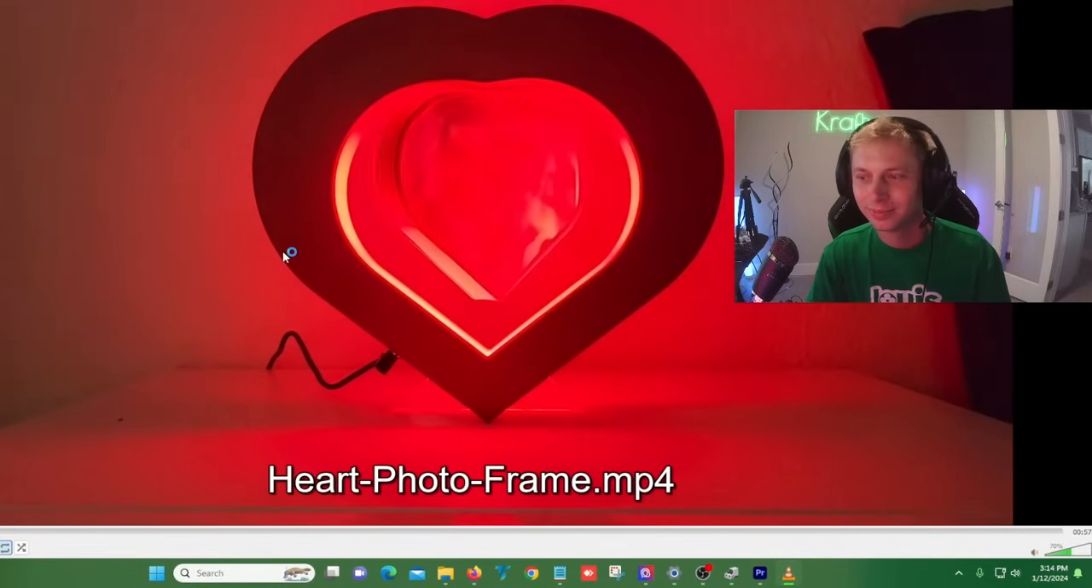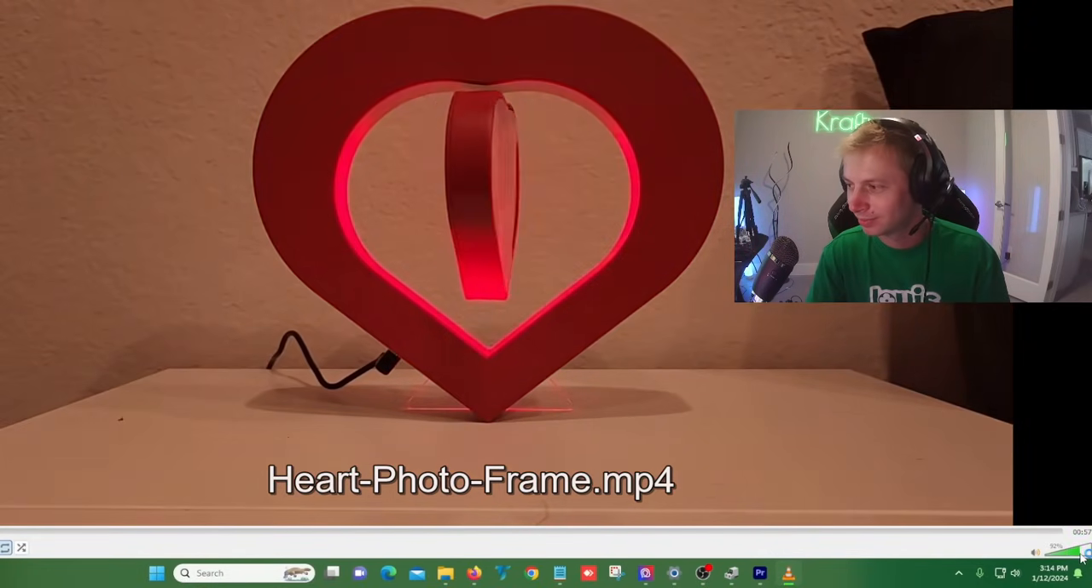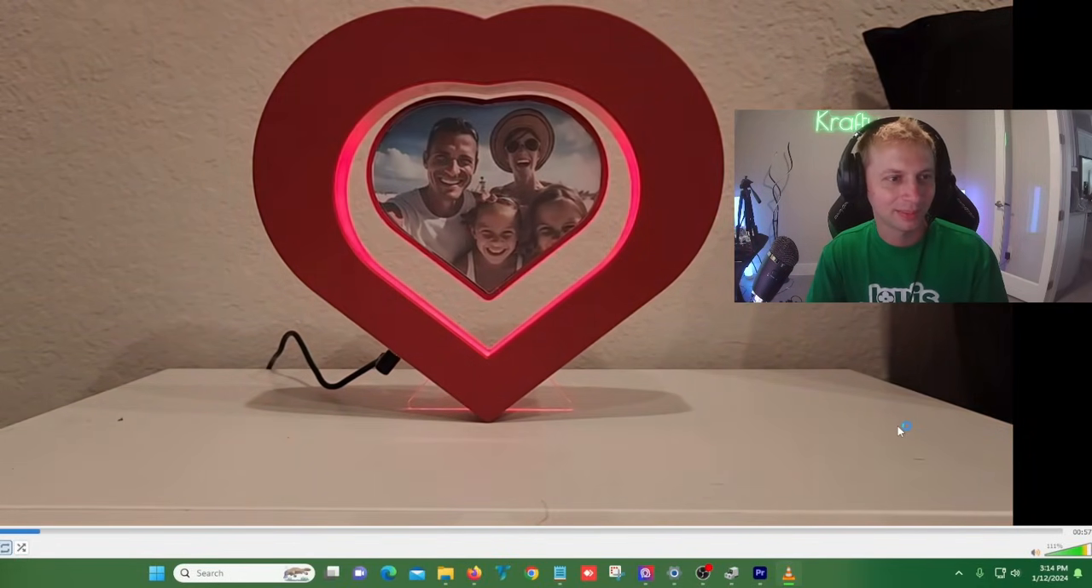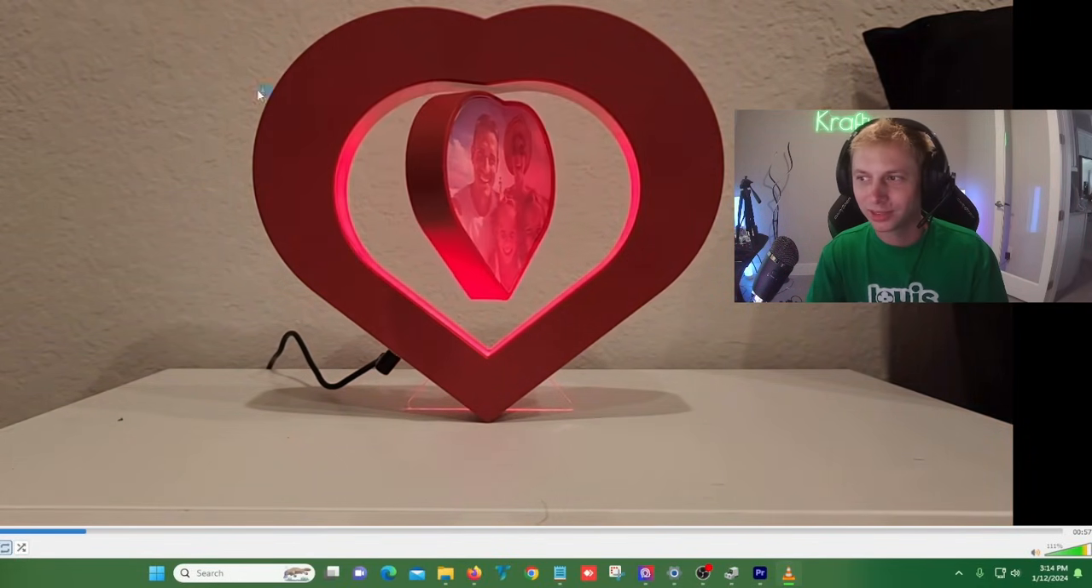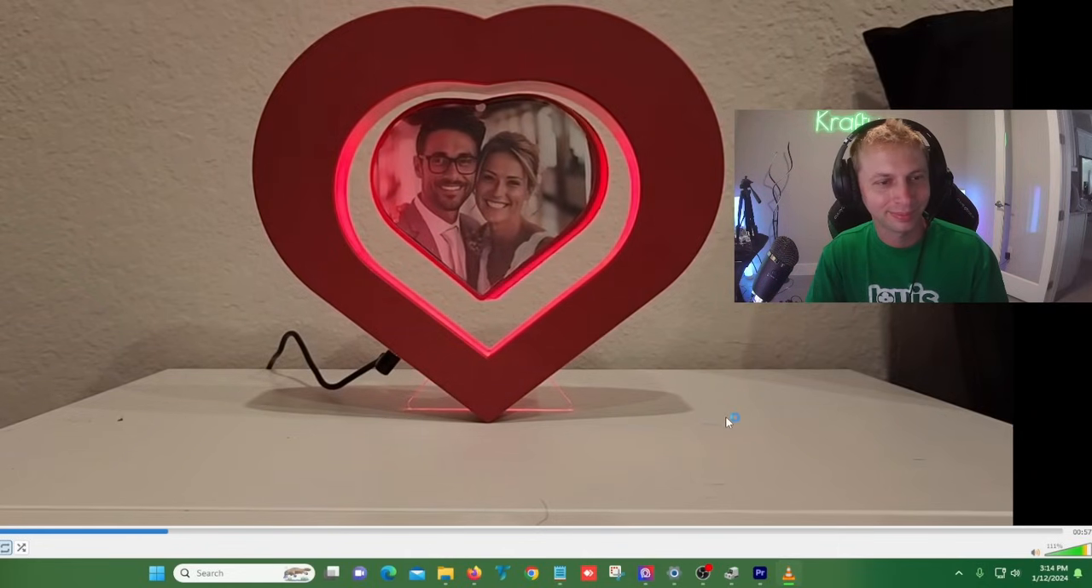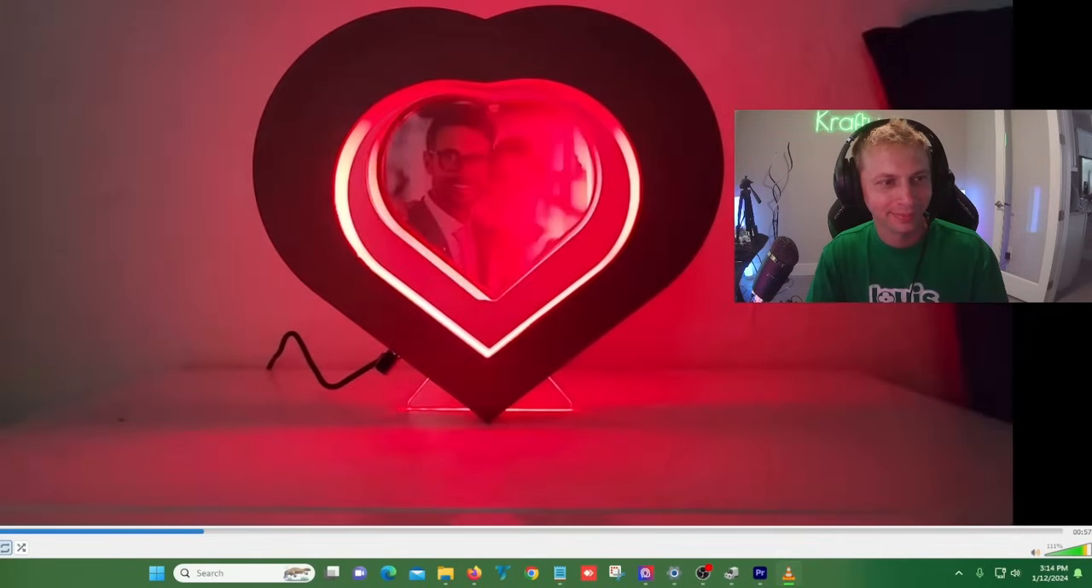Valentine's, elevate your love with the Love Float Frame. Watch as your memories defy gravity and spin in a heart-shaped, levitating wonder. Perfect for those who love a bit of magic. Love is in the air, quite literally.